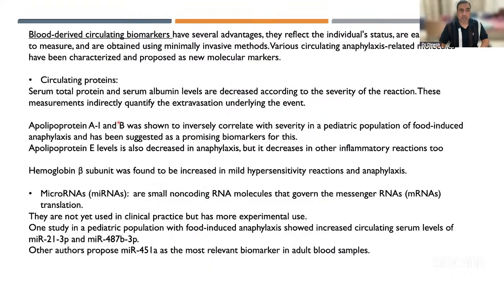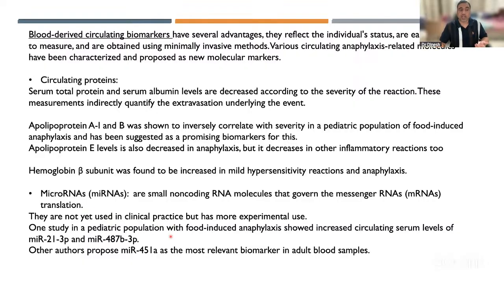Besides the nervous system, blood circulating biomarkers are also being studied because they're easy to identify, like circulating proteins, apolipoproteins, or even hemoglobin B subunit. They have been found to increase in anaphylaxis, and they can be used as biomarkers. One more blood-derived circulating biomarker is microRNAs. Again, not used in clinical practice, but has more experimental use.